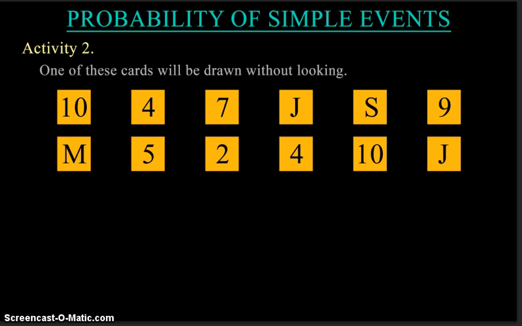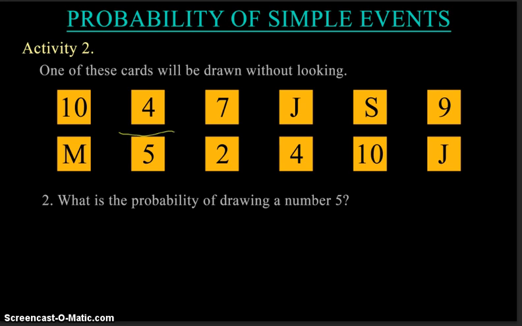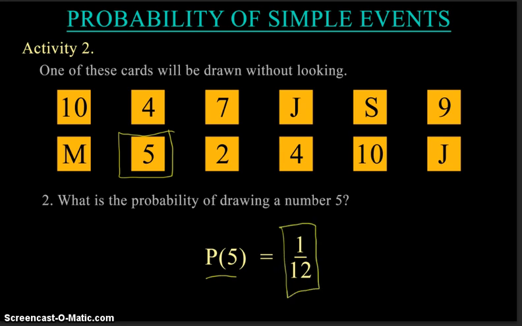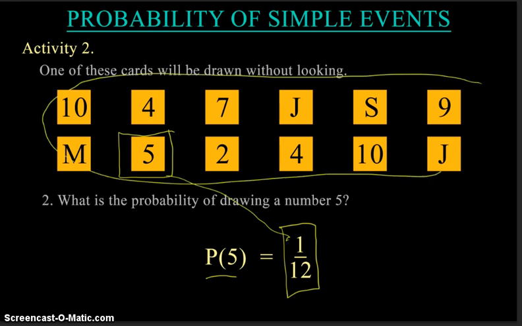Okay, number 2. What is the probability of drawing a number 5? So, ilan ba yung 5 natin dito? Okay, so isa lang yung number 5 natin. So, the probability of drawing or picking a number 5 is 1 by 12. Okay, so that is 1. And the total number of sample space natin ulit ay 12. Okay.